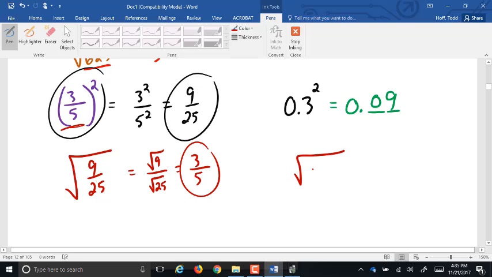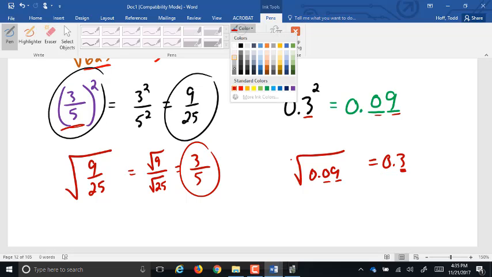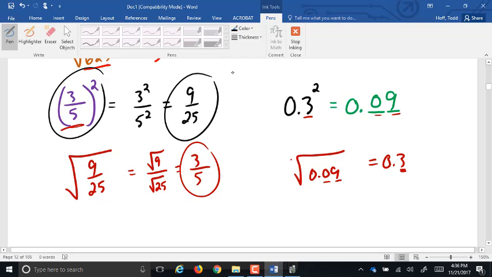Over here, if we did the square root of 0.09, we're going to get 0.3. Just like up here, when we squared it, we had 1 decimal place times 2 gave us 2 decimal places in our answer. Here's the opposite. 2 decimal places divided by 2 gives us 1 decimal place in our answer. So it's just reversing everything.